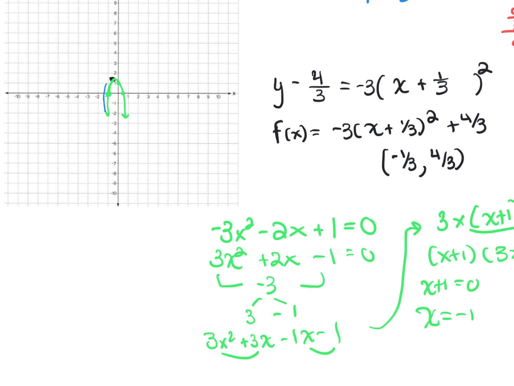So intervals of increasing and decreasing. So on this side, this time I'm increasing. And remember, this vertex point was negative 1/3, comma 4/3. So for increasing, I'm going to go from negative infinity to negative 1/3. This side is decreasing. And that's going to be from negative 1/3 to infinity.